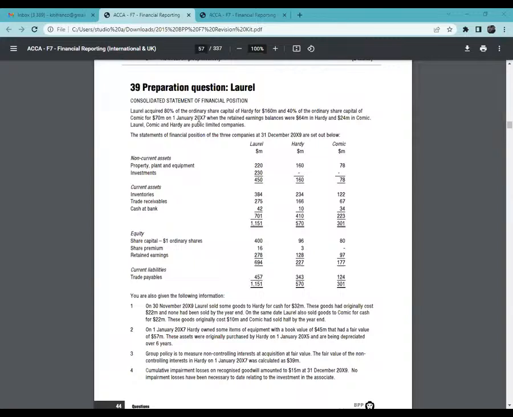Great, let's count this. You see, the date of acquisition, my friend: Laurel acquired this on 1st January 2017, not 2015. 2015 is when the assets were being acquired. Here we are talking about acquisition of the subsidiary. This subsidiary acquired it on 1st January 2017, and the date of the financial statements is 31st December 2019. So count from 2017: the whole of 2017, 2018, and then we have 2019.